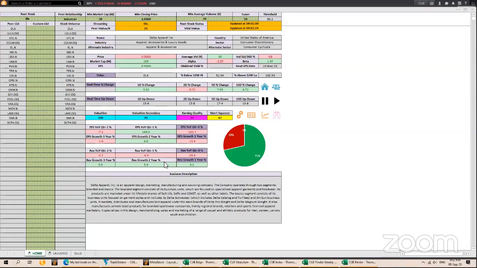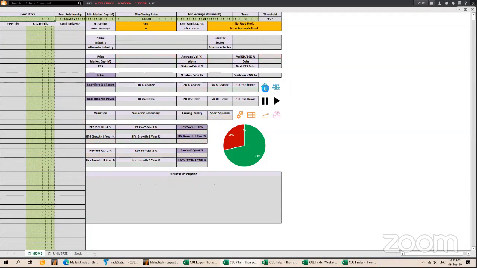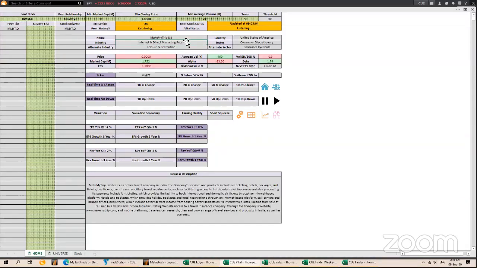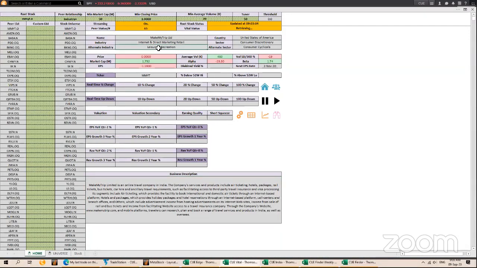There are some interesting changes in the latest version, still work in progress. Remember, I mentioned the possible differences in industry. Let me show an example. MMYT.O, MakeMyTrip. It can be treated as internet and direct marketing retail or leisure and recreation industry. If we read the business description, it fits more with leisure and recreation, not internet and direct marketing retail. It's also based on the internet, but this is an important distinction. These two are very different. When you look for industry strength, which one do you look for? Use the industry or alternate industry?